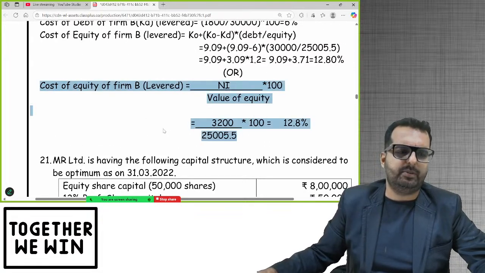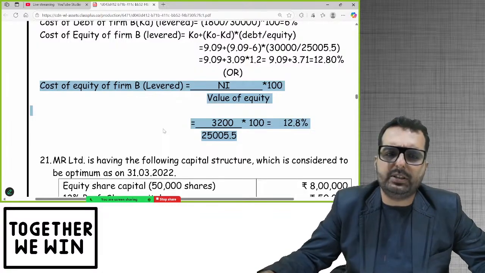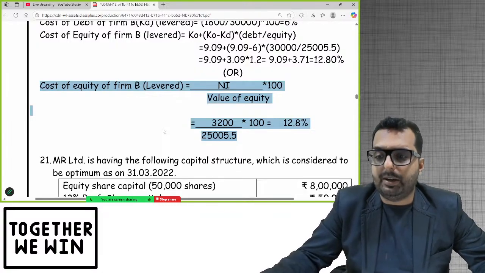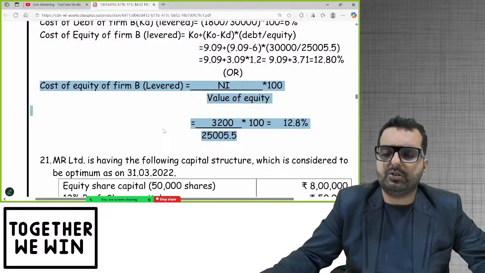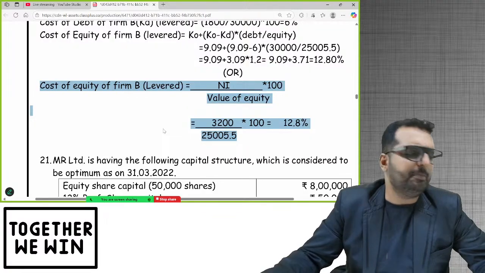KE of levered firm. KE of unlevered firm will be how much? It will be the same, 9.09. But KE of levered firm will be how much now? It will be 12.8%.